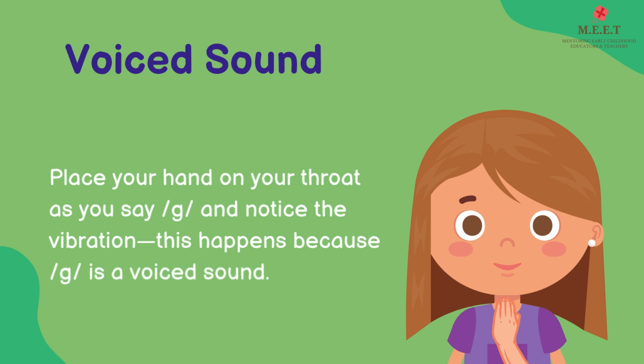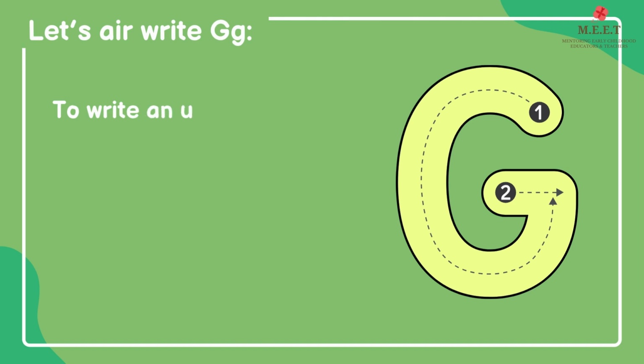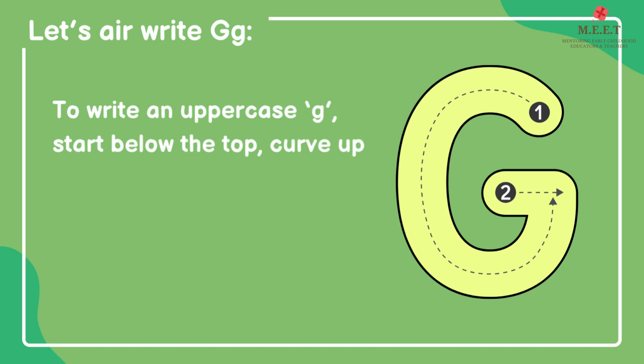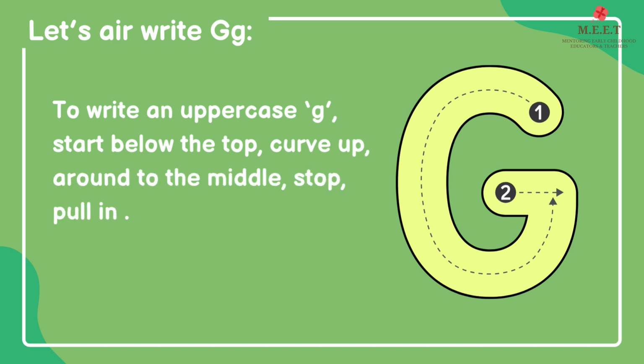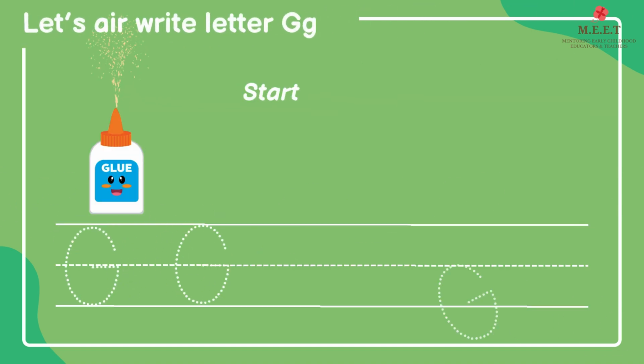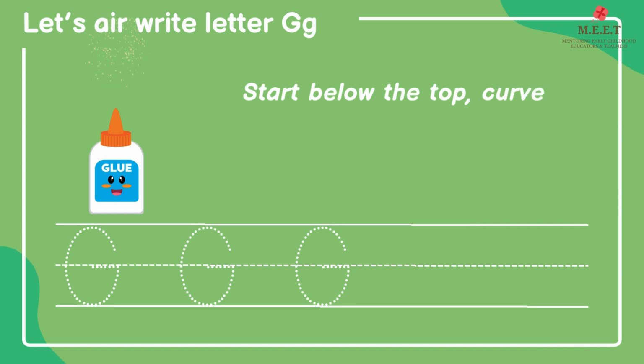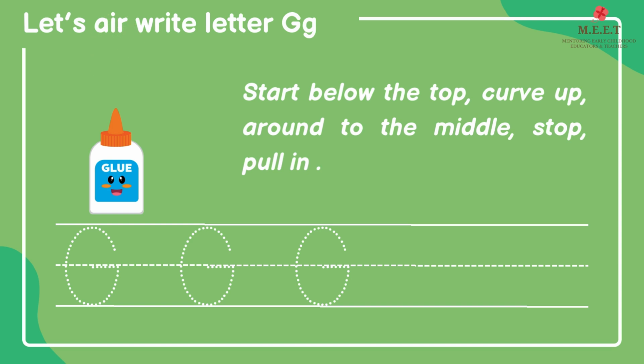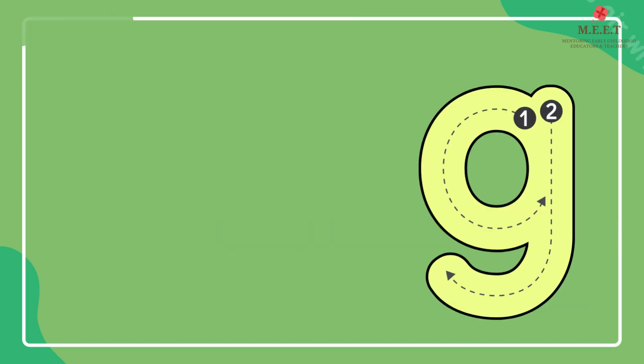Now let's air write uppercase letter G. You can take your pointer and middle finger and air write as we go along. To write an uppercase G, start below the top, curve up around to the middle, stop, pull in. Let's try this again. Start below the top, curve up around to the middle, stop and pull in. You can pause this video and practice some more.